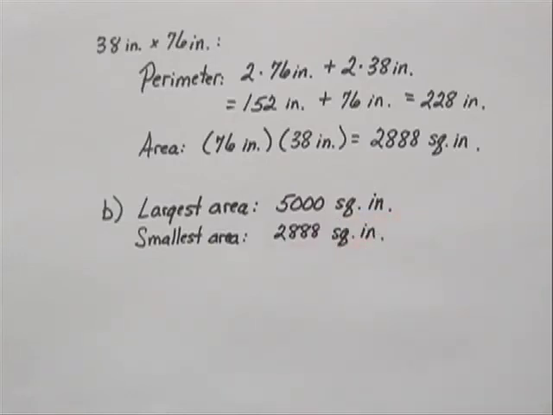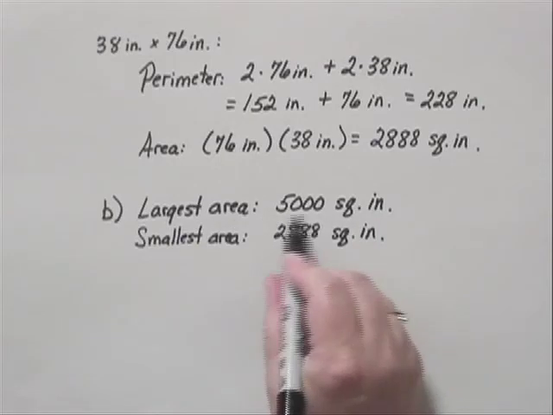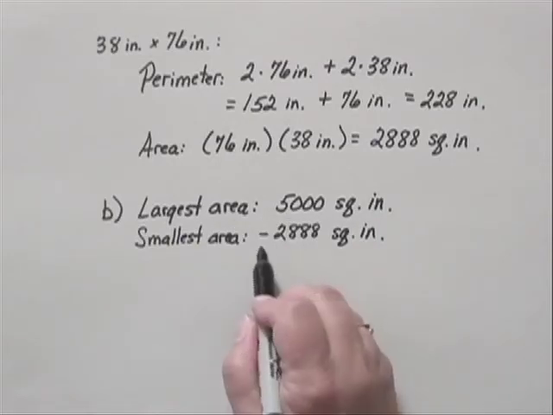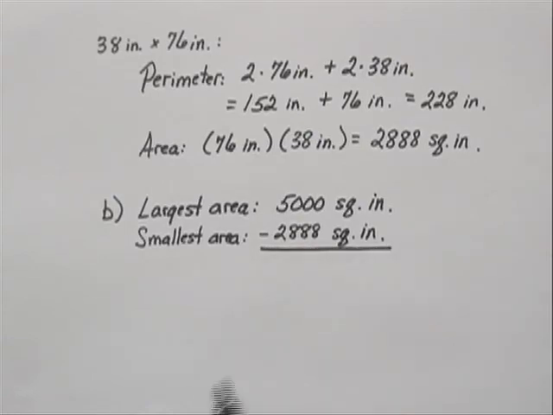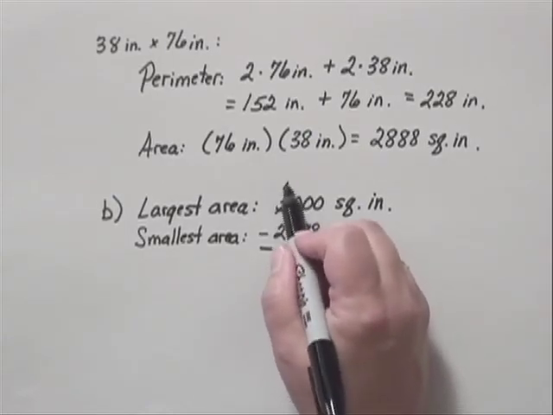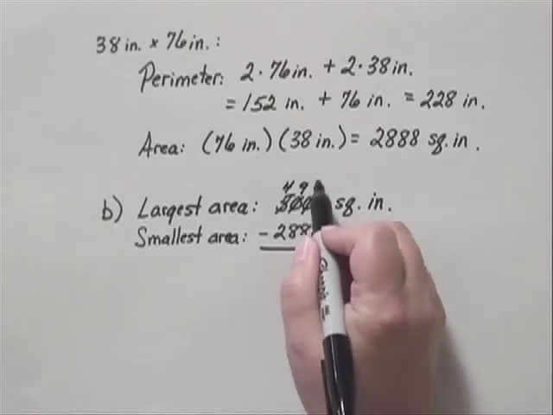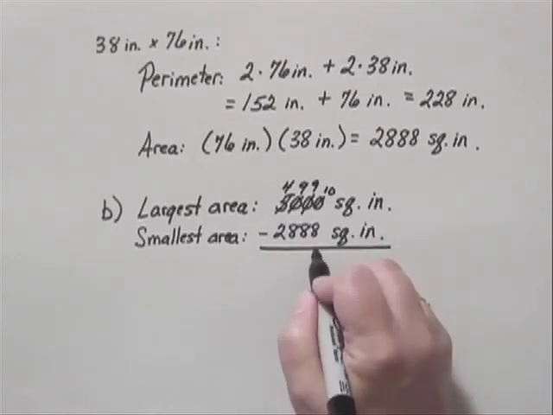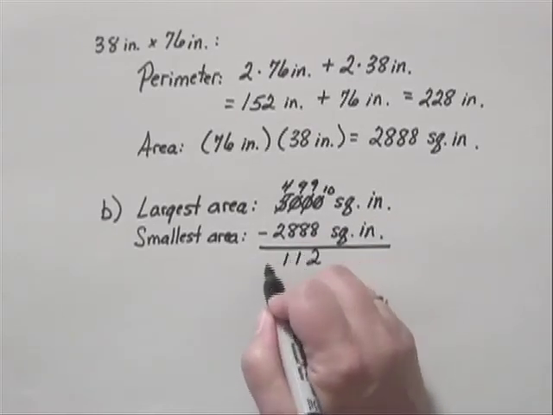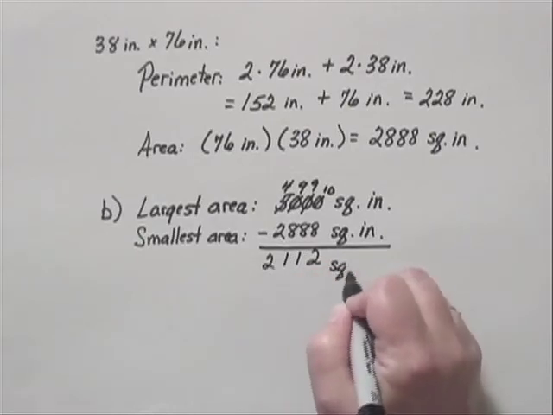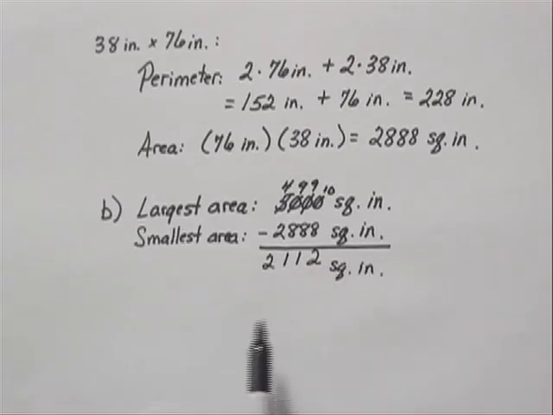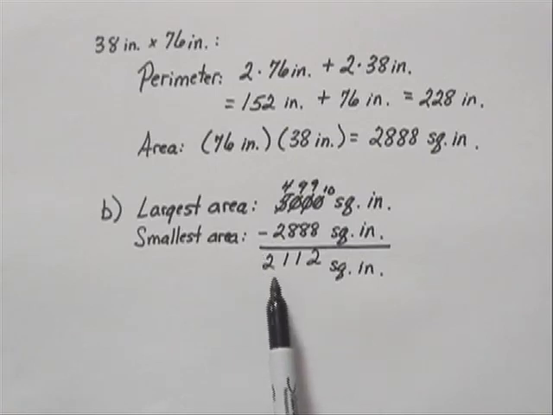To find the difference, the amount by which this exceeds this, we subtract. We have 5,000 minus 2,888. If we do the subtraction, we have 2,112 square inches. So the largest table exceeds the smallest table by 2,112 square inches.